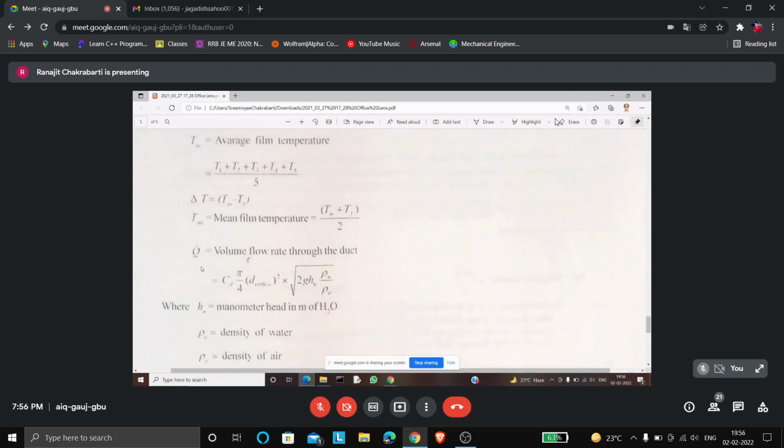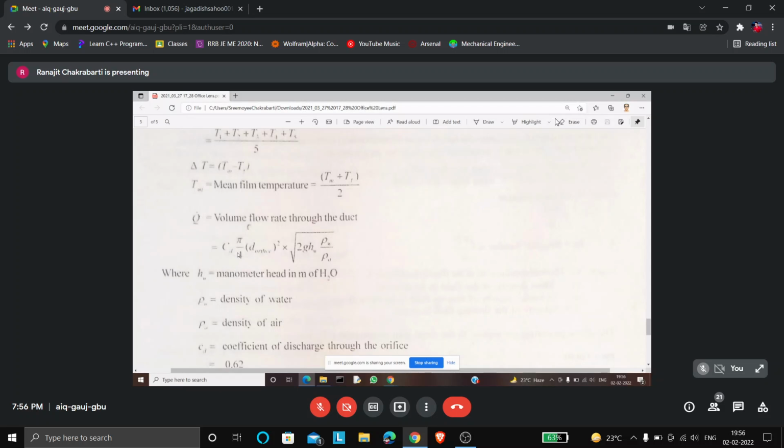Now come to the volume flow rate through the duct. This equation is derived from the theory of fluid mechanics, and you can check the book by B.S. Massey, or you can check any other book on fluid mechanics. This relation is derived there.